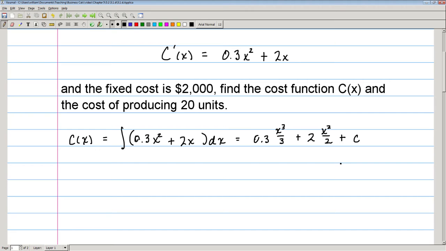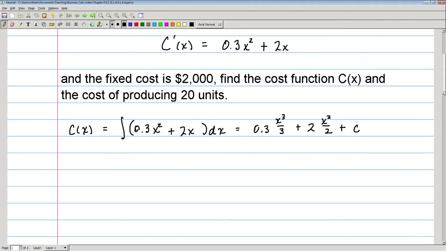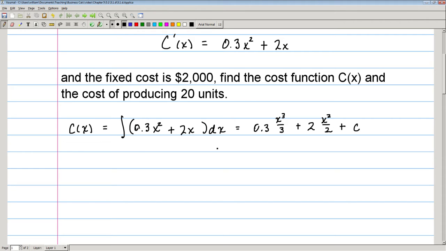And this is the entire family of antiderivatives, but we would like to figure out exactly which antiderivative we need for our cost function. First, we'll simplify our algebraic expression just a little bit, because 3/10 times 1/3 is 1/10, x cubed. 2 divided by 2 is 1, x squared plus c.